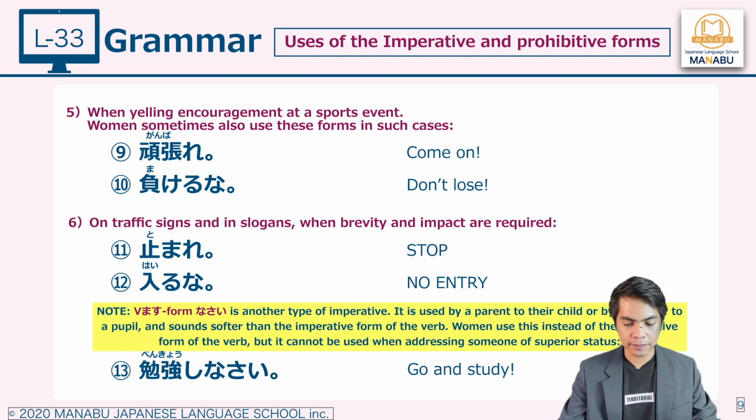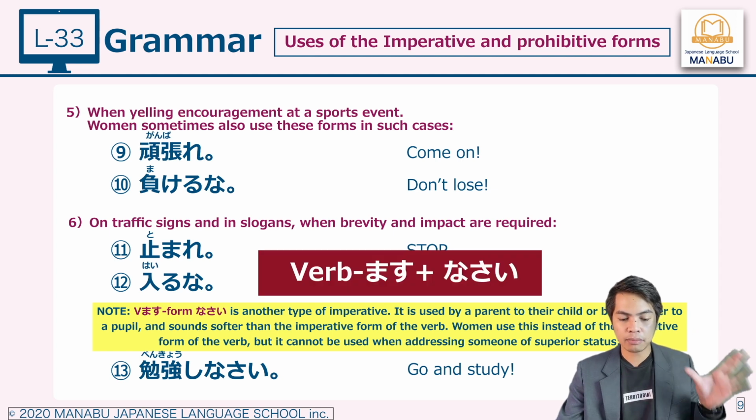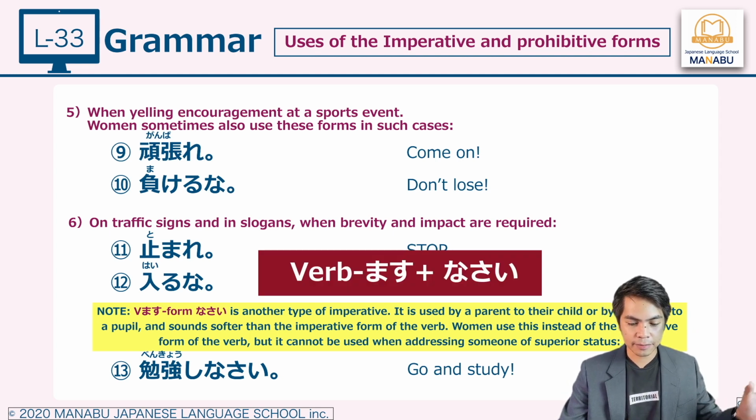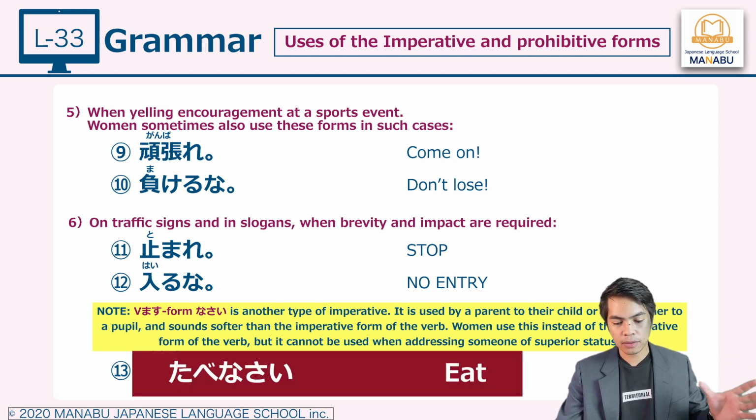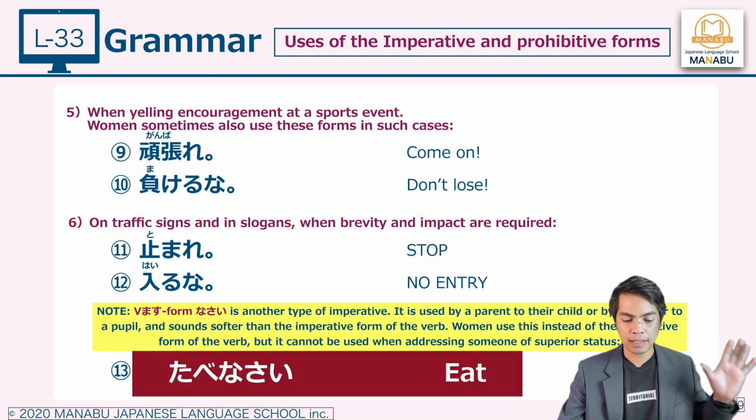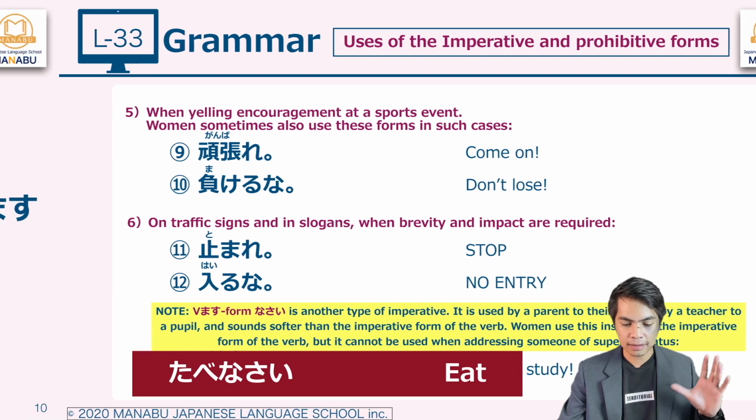Benkyou shinasai. So once again, verb minus masu plus nasai. For example, a parent to their child commanding the child to eat. So from tabemasu plus nasai, tabenasai.